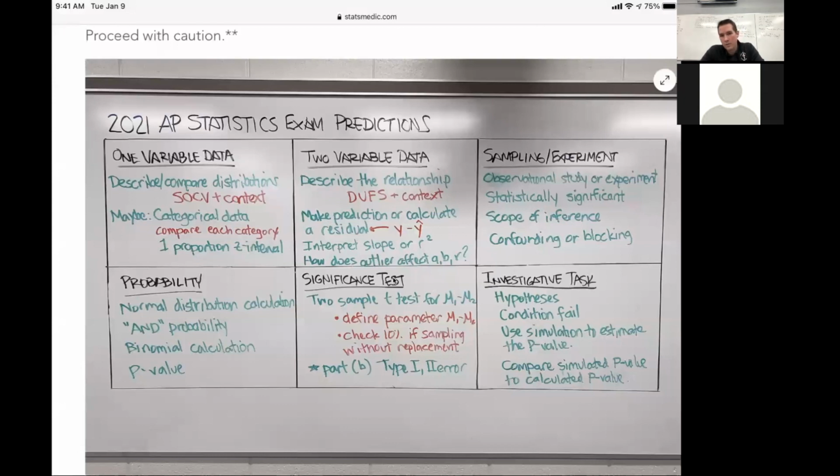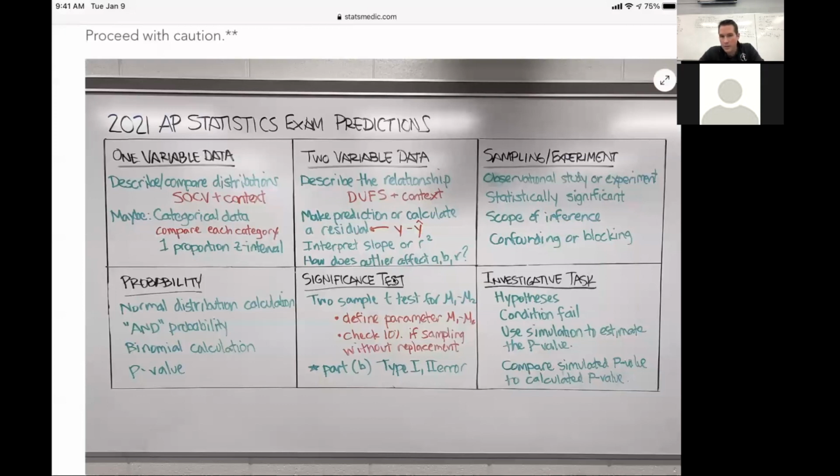So those are 3. Question 4, most likely probability question, maybe a normal distribution calculation, an and probability, a binomial calculation, or like using one of those 3 to calculate a p-value. Question 5, probably a significance test. Their guess is a 2 sample t-test for the difference of means. So what do you need to do for that? Define a parameter, check the 10% if sampling without replacement, which means if they're not independent.